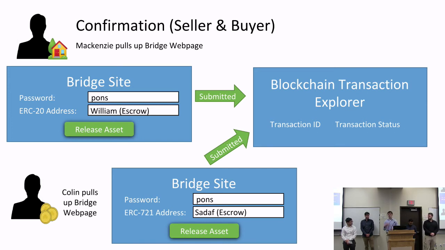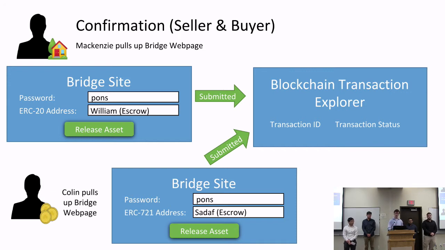So now we have to have our transaction complete. We have to say Colin has given his money to the escrow and Mackenzie has given his money to his escrow. To do this, they go into the system again, they type in their escrow address, and then they put in that password that was predetermined. That password will unlock the funds for the other party. And then once these are both done, an atomic swap will be able to happen.